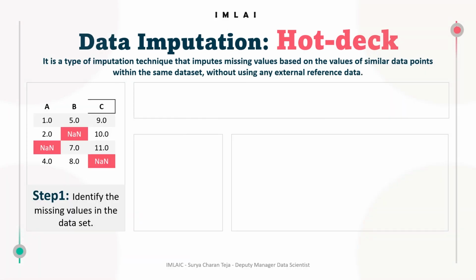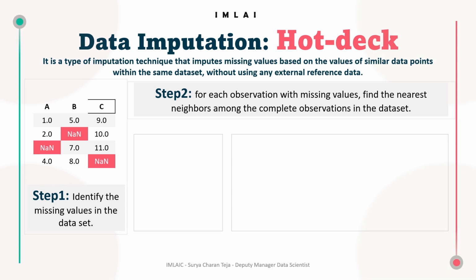then the first step is to identify observations with missing values in the data set, and this is the condition. These are the three columns and these are the values which are missing in respective columns. Then second step, for each observation with missing values, find the nearest neighbors among the complete observations in the data set. The number of nearest neighbors to consider can be predefined or determined dynamically based on a specified criteria. That could be distance, one criteria.